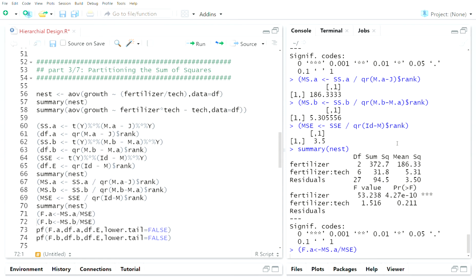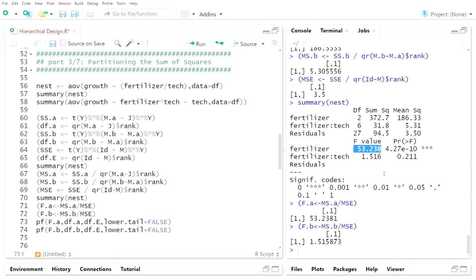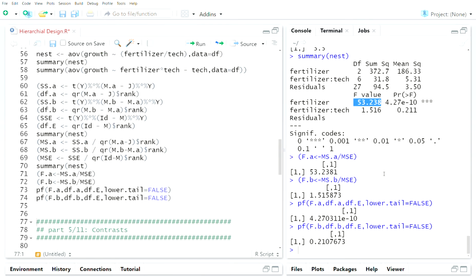Let's reprint out the summary. And let's calculate the F test. So it's the mean square for factor A divided by MSE, and we get 53.2381. And then the F value for factor B, or the test for factor B, is 1.5. The P values, we just look at the area in the tail and we get the same as we do up here. Here's this one, and then the next one is 0.211, which is the same as this.